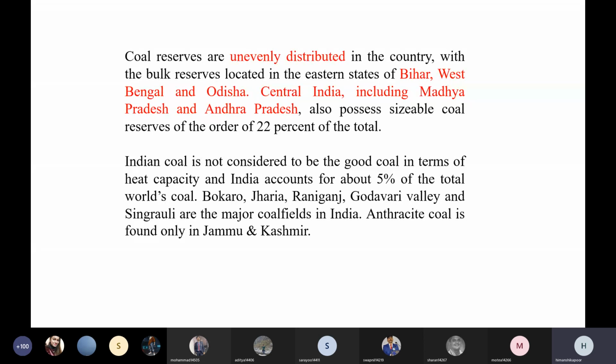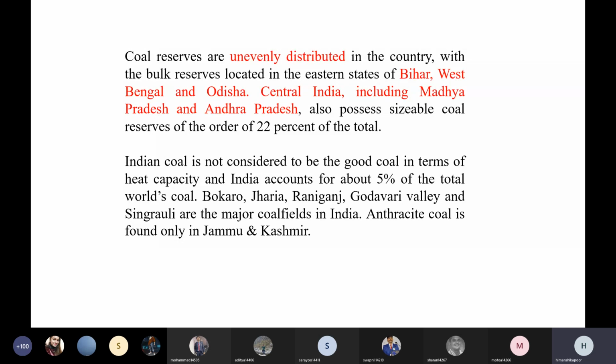And coming to the quality of Indian coal, it is not that good if we see it in terms of heat capacity. It is majorly subbituminous to bituminous. And anthracite is found exclusively in Jammu and Kashmir in our country. Coal fields are located in Bokaro, Raniganj, and the Godavari Valley. So all these places have coal fields in India.